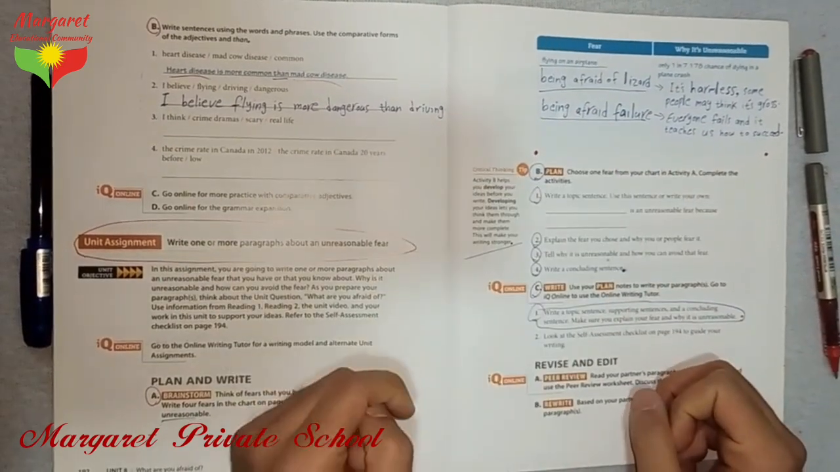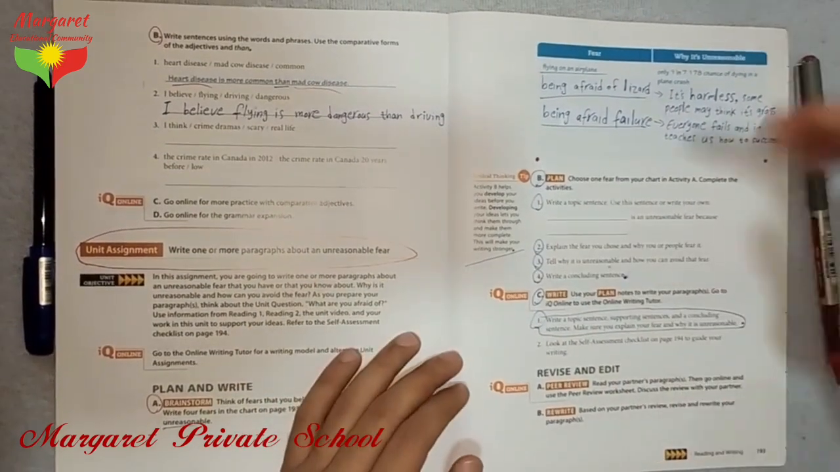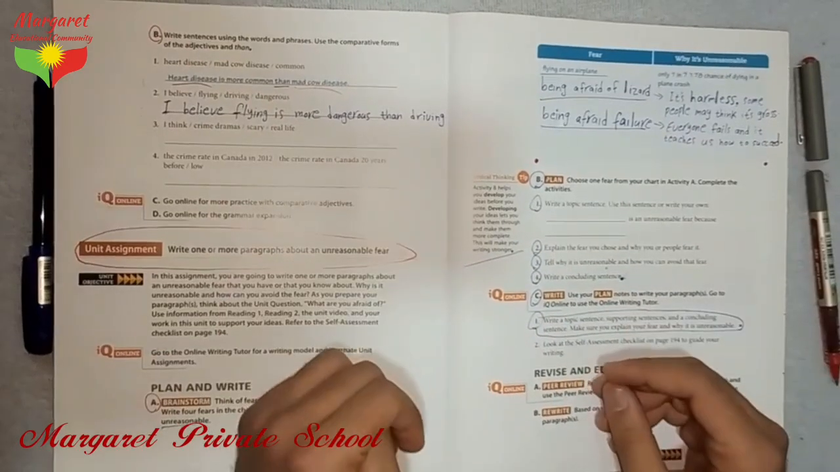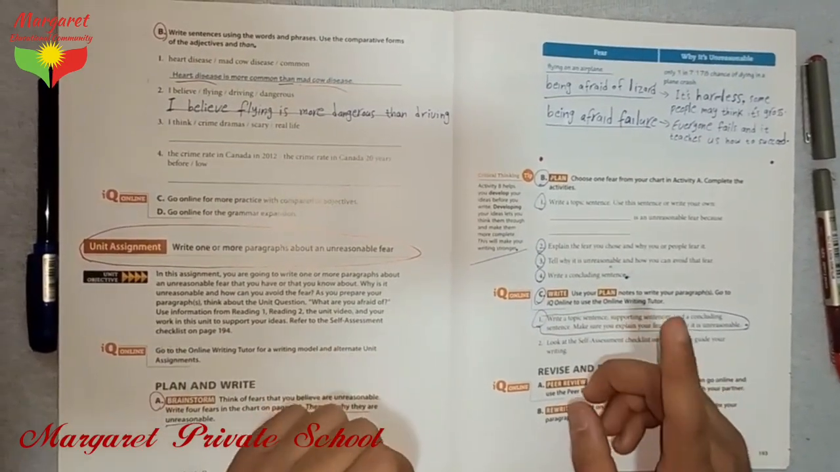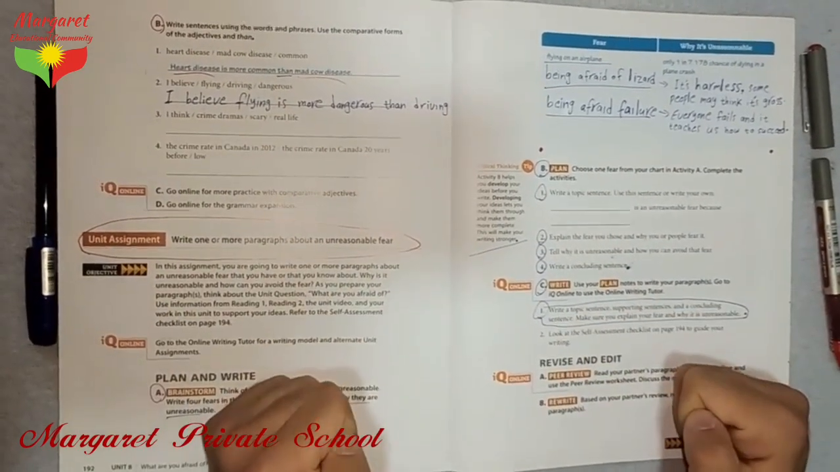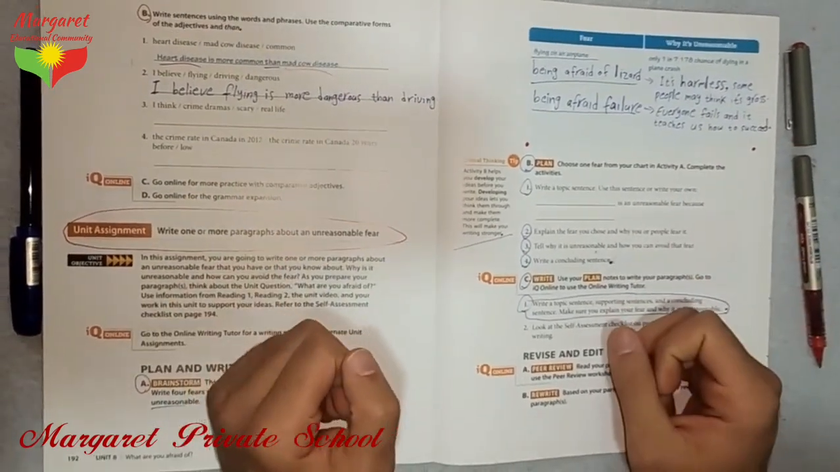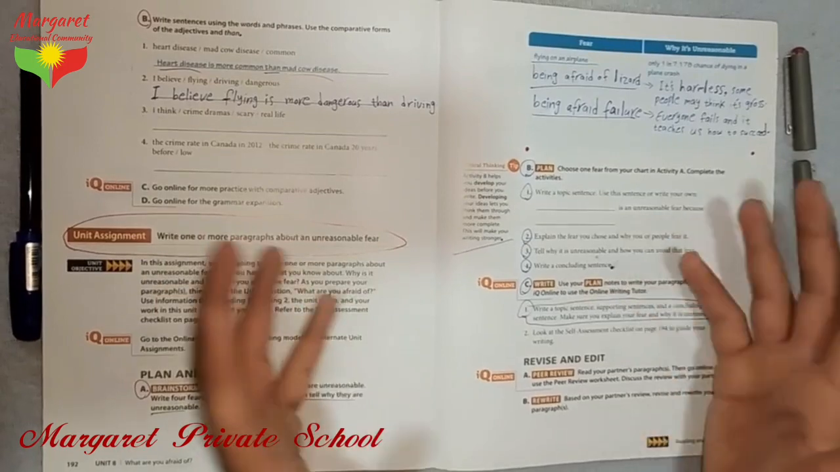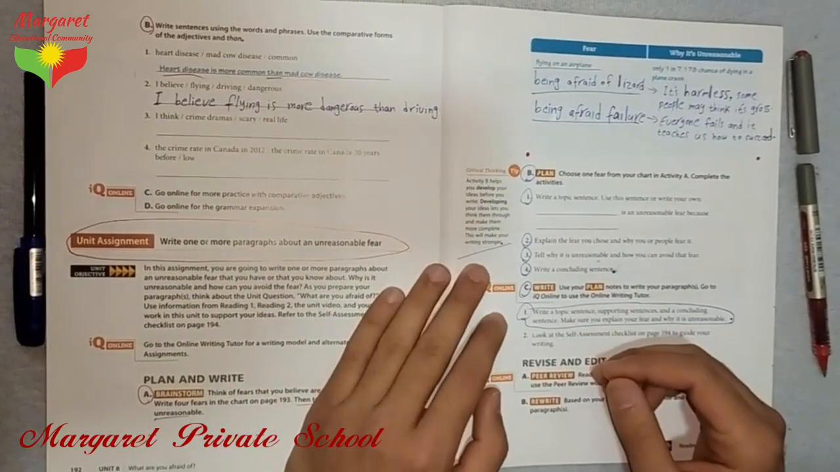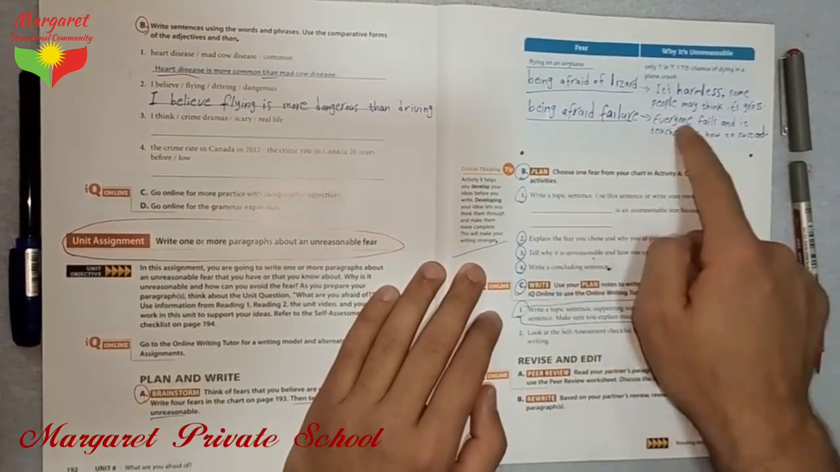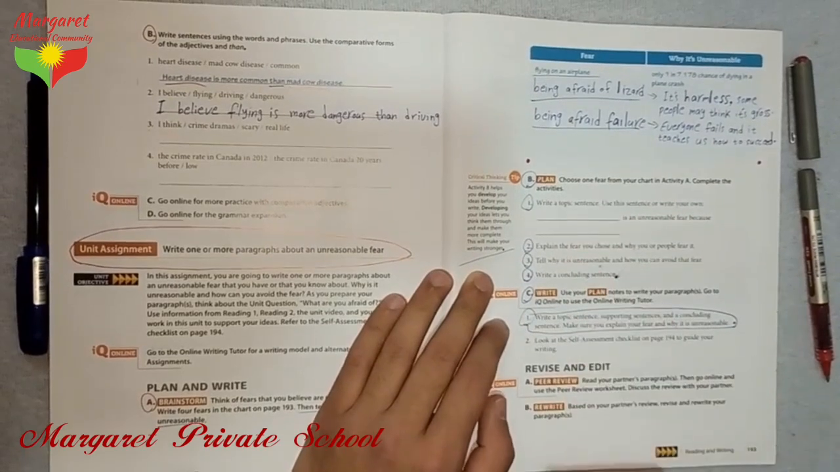For example, being afraid of heights. Being afraid of dinosaurs. Being afraid of small spaces, like a small room or a dark room. Being afraid of darkness. So these kinds of fears. We have so many types of fears. And once you are done with this, we come to planning our writing.